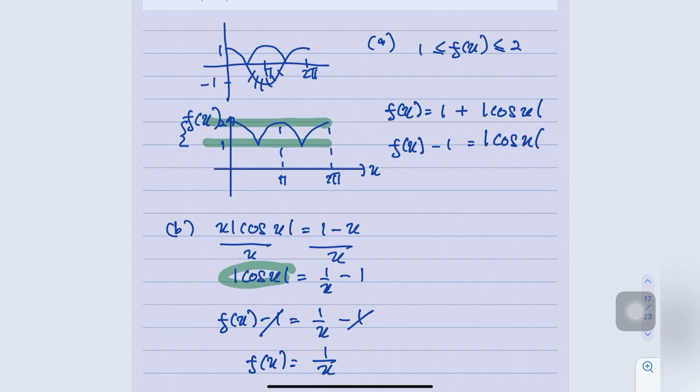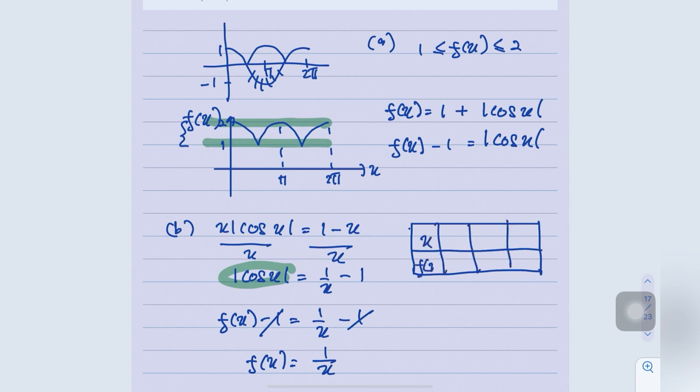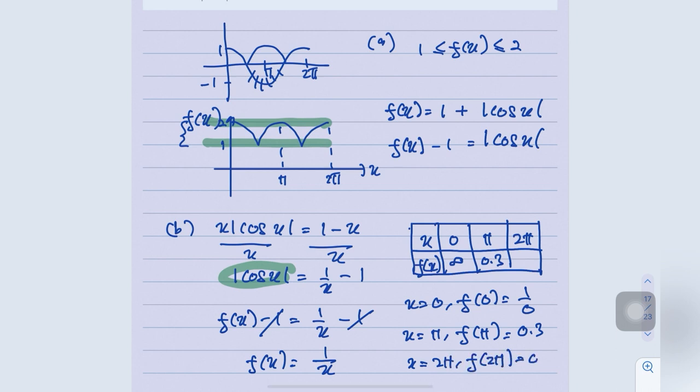Now we draw this graph, so we construct a table with x and f(x): x is 0, pi, and 2 pi. When x equals 0, f(0) equals 1 over 0, which is undefined, infinity. When x equals pi, f(pi) is about 0.3. When x equals 2 pi, f(2 pi) is about 0.15. Then we plot all these points on the same graph.